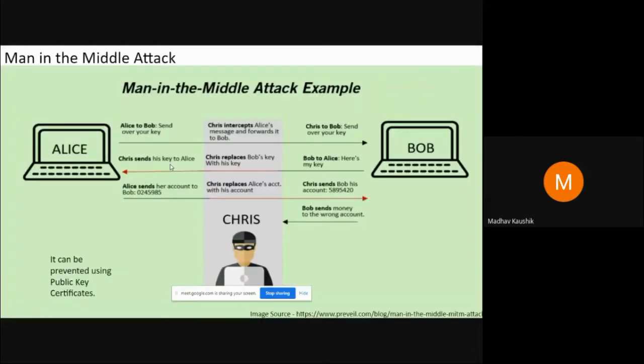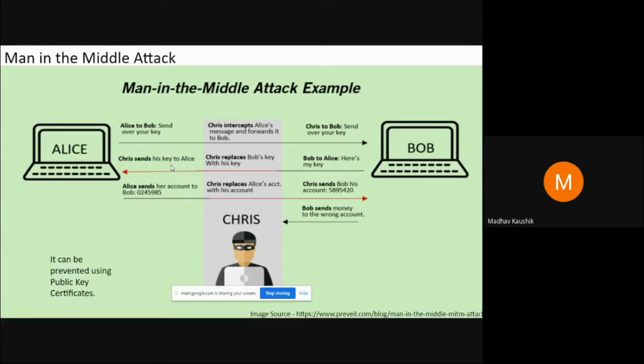So what is man-in-the-middle attack? Here I've taken a very trivial example, so you can get a basic overview of man-in-the-middle attack. Let's suppose that Chris is an intruder. So Alice will say to Bob, send over your key. Chris will somehow intercept this message and then forward it to Bob. Now Chris will ask Bob, send over your key. Here Bob has no idea that it is actually Chris who is asking for the key and not Alice. Bob will send the key thinking that it is sending the key to Alice.